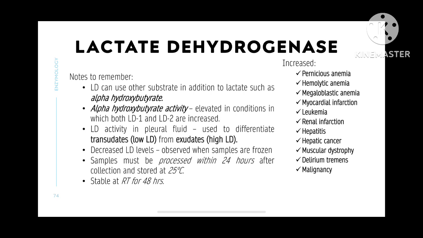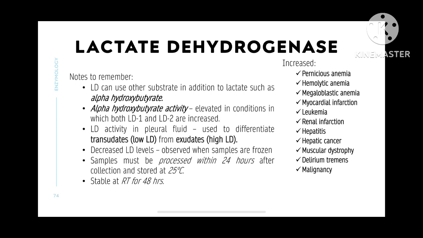The electrophoretic procedure has been widely used historically, but after electrophoretic separation, the isoenzymes can be detected either fluorometrically or colorimetrically. Lactate dehydrogenase can use other substrates in addition to lactate, such as alpha hydroxybutyrate. The H subunits have a greater affinity for alpha hydroxybutyrate than the M subunits. This has led to the use of this substrate in an attempt to measure the LD1 activity.